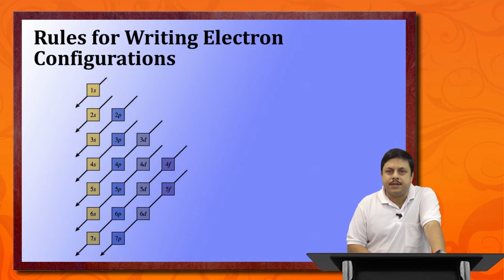You go over to 2s. So this arrow will turn to this end like this. Then once you have filled 2s, fill 2p. So these are in the same energy state. Once 2p is over, go over to 3s. Once 3s is done, do it for 3p and then go over to 3d and 4s.